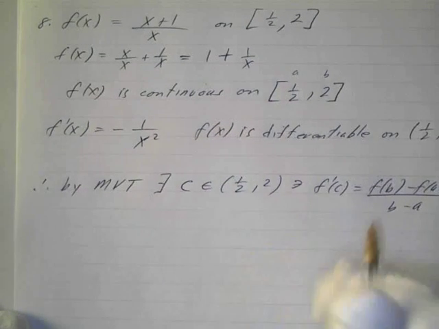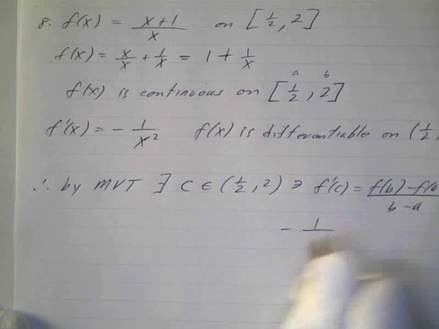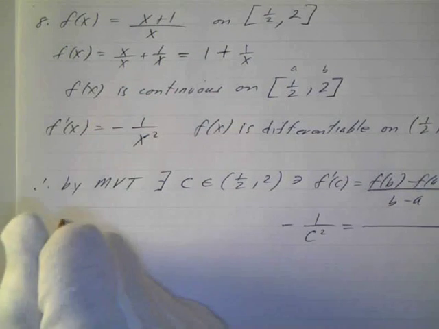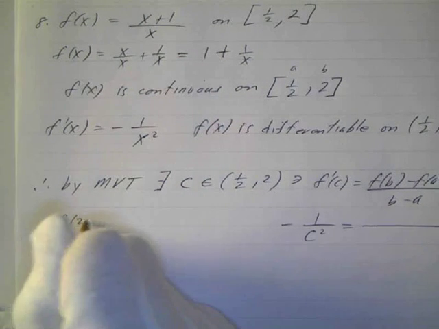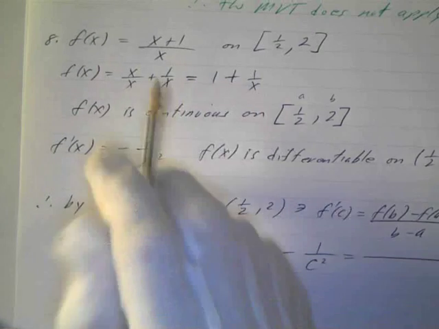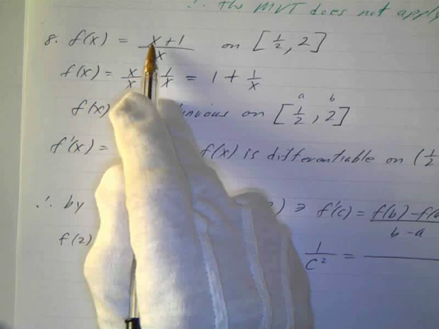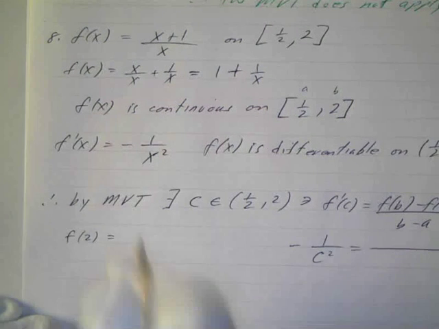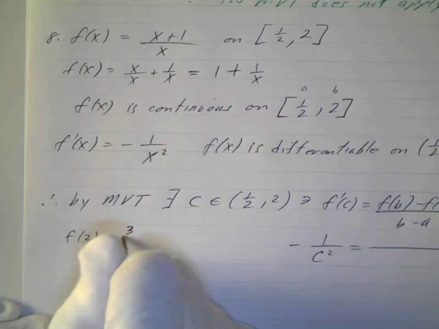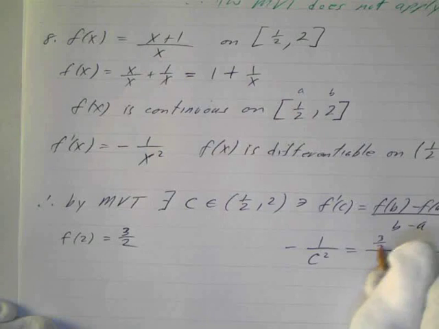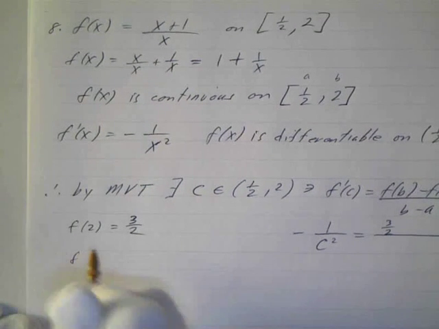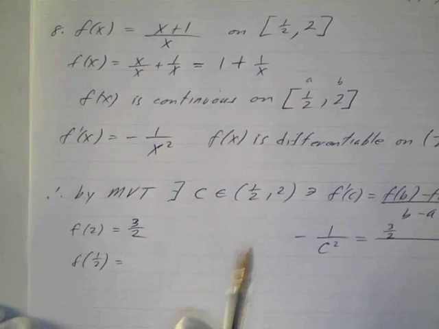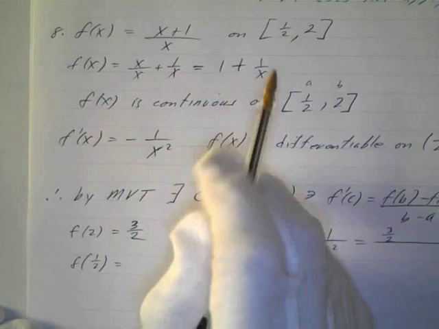Okay, so what's f prime of c? Well, f prime of c is just going to be -1 over c squared. It's 1 over x squared. And what's f of 2? So I look at my original function, and I've got 2 plus 1 is 3 over 2. So it's going to be 3/2. And what's f of 1/2? Oh man, okay, so what's f of 1/2? I got these fractions over here.